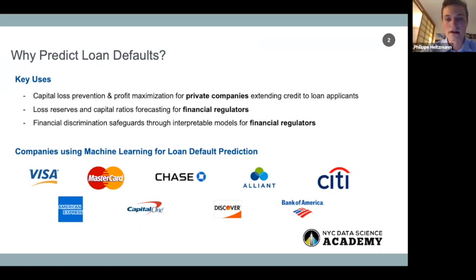And then finally, also for financial regulators, those machine learning models are extremely important to understand and be able to interpret, because you always want to make sure that there are safeguards against financial discrimination based on race, gender, ethnicity, and so on and so forth. So you always want machine learning models that are interpretable by financial regulators in order to ensure that all of those legal protections are in place and are being enforced and respected.